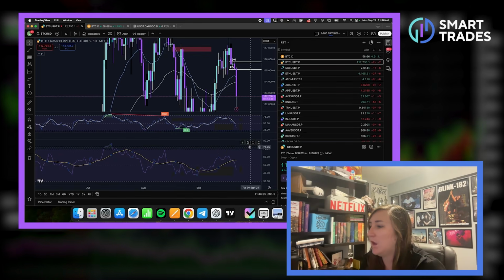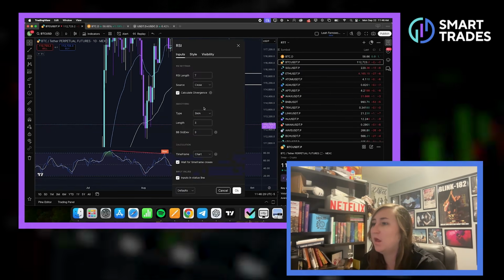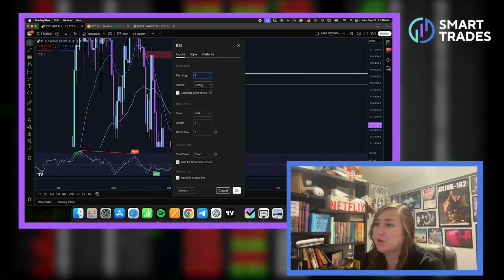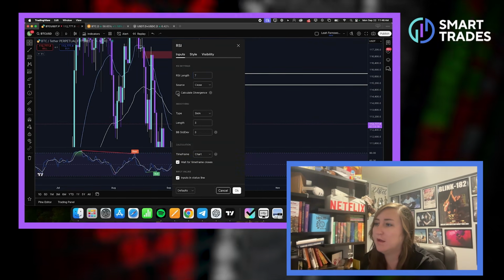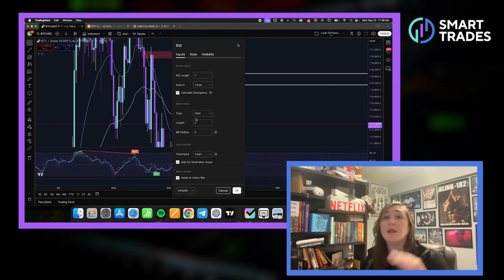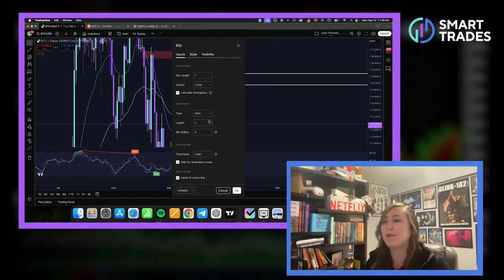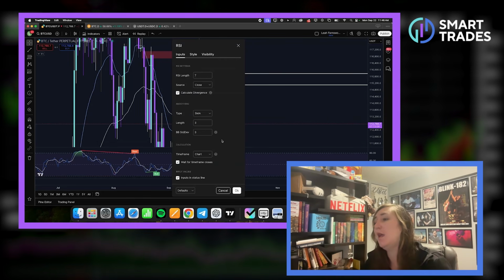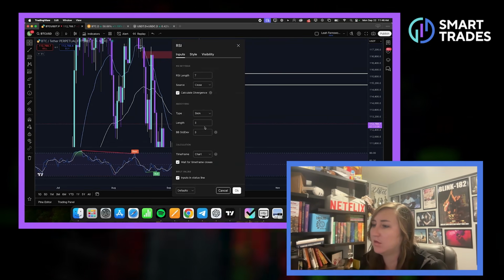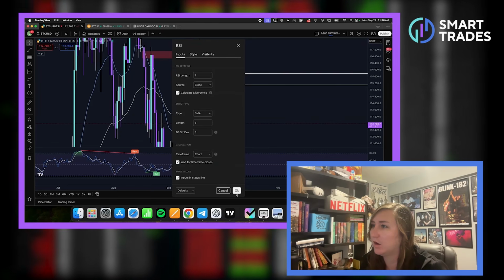And I will actually open up my settings. I don't quite remember them. So my RSI length is 7, source is close. I have calculate divergence turned on. That's how I get those bearish and bullish divergences. Yes, they will print late, so it is important to learn how to eyeball these things as you're learning. Type SMA, length 3, BB3, and then just time frame chart, and that's about it.